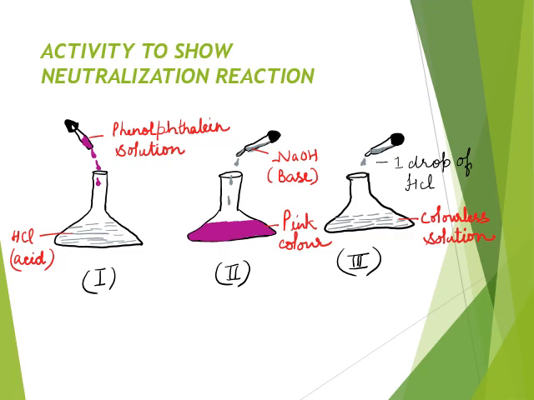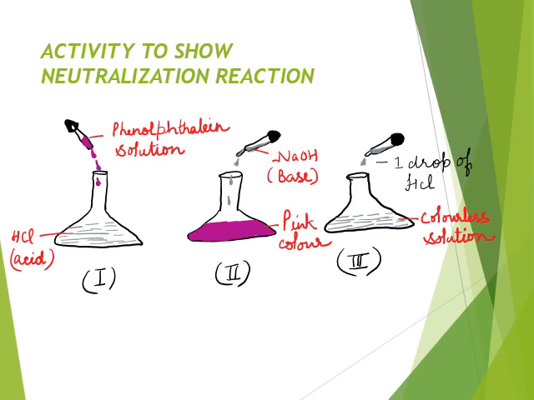Okay, let's start our activity. The aim of our activity is to demonstrate neutralization reaction. Let's collect all the things which we need to perform this activity. We will need dilute hydrochloric acid, that is HCl, which is an acid, then phenolphthalein, which is a synthetic indicator, sodium hydroxide NaOH, which is a base, a conical flask, and a dropper.